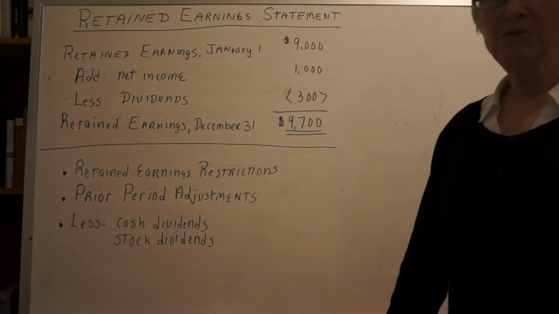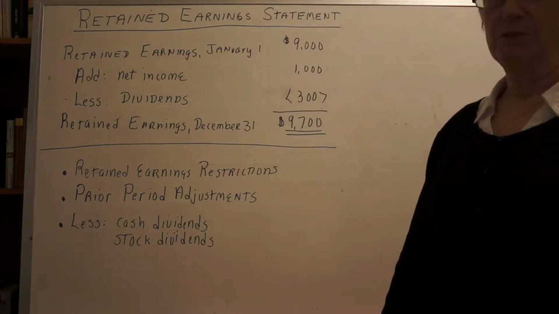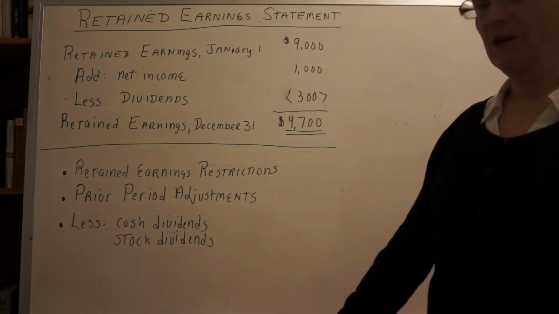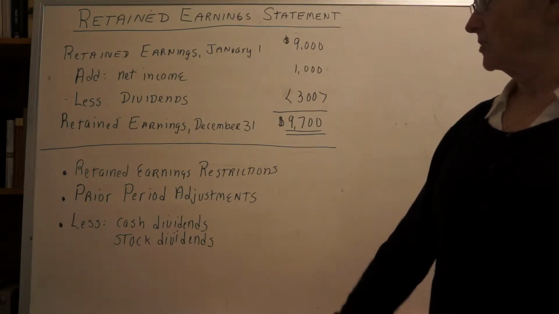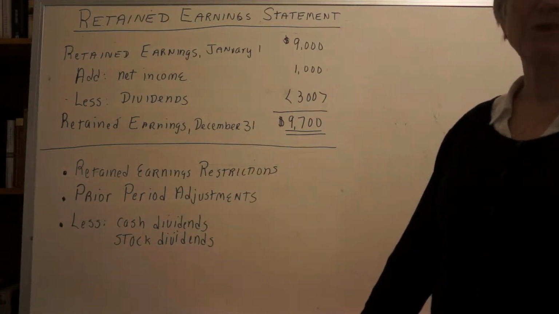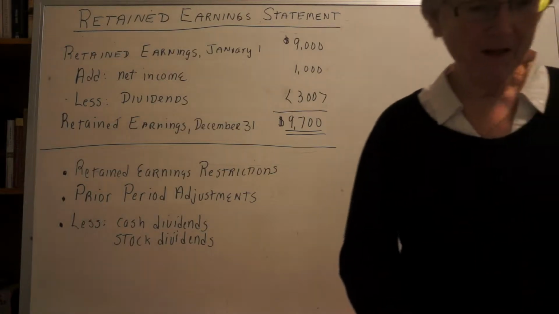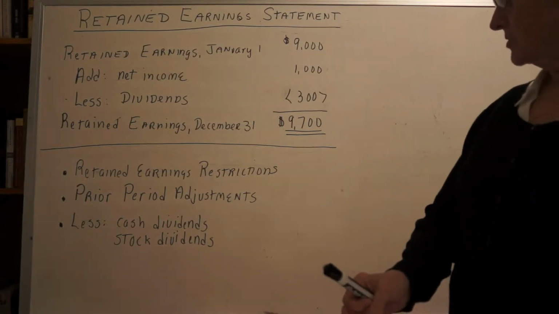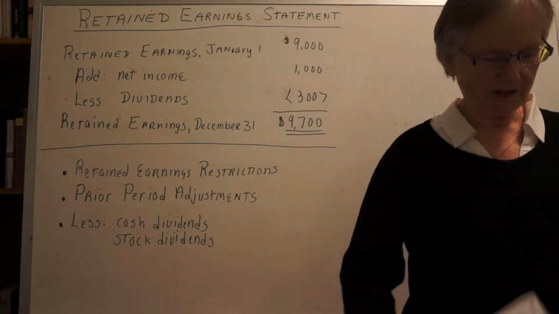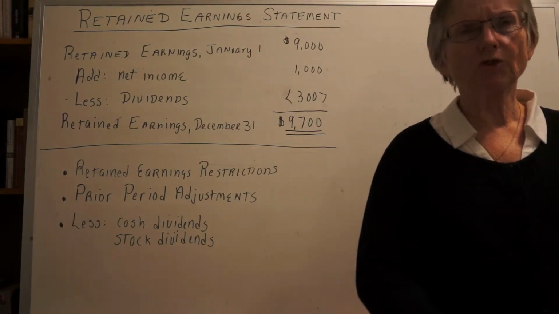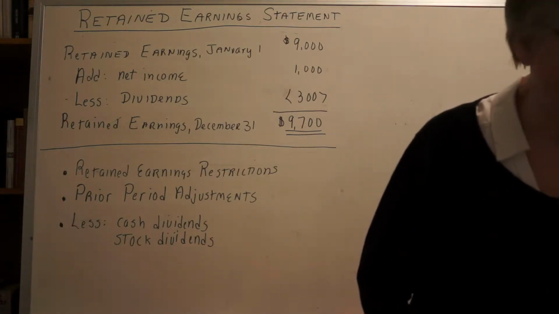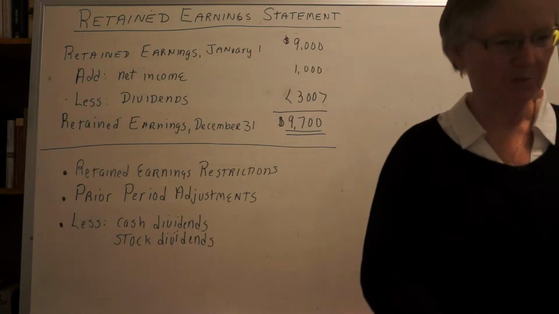What we get into in AC 102 is a bit more detail. We'll learn about the restrictions on retained earnings, how to handle prior period adjustments, and we'll have both cash dividends and stock dividends that will be reported on the retained earnings statement. So let's start with the retained earnings restrictions, because we ordinarily don't make any journal entries for them, although some companies will, but we don't have to at this point.